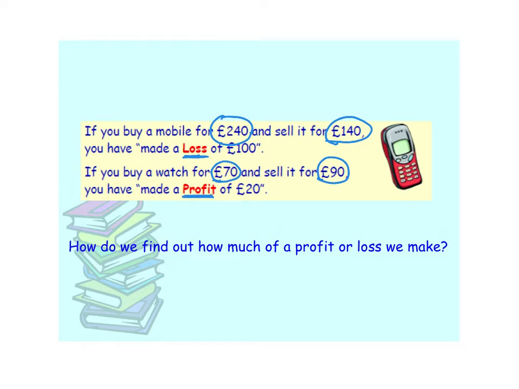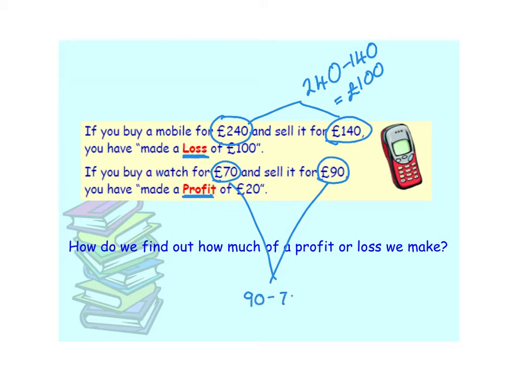How do we find out how much of a profit or a loss we make? Well, if you do the biggest number take away the smallest number, you will find the amount. So that one's a loss of £100 because you sold it for less than what you bought it for. For this one, if we do the biggest number take away the smallest one, we get £20, and remember that's a £20 profit, because you sold it for 90, more than what you bought it for. And this one up here, £100 loss.